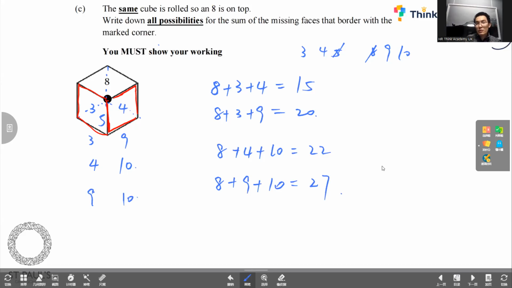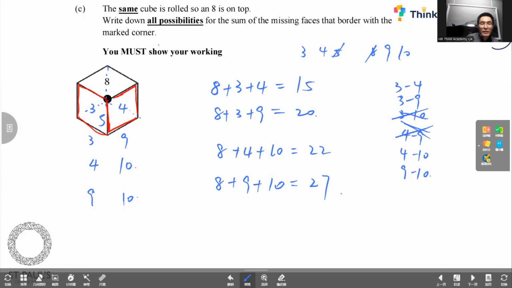Four numbers over here: 3, 4, 9, 10. Pick out 2. We can have these combinations: 3, 4; 3, 9; 3, 10; and then 4, 9; 4, 10; 9, 10. That's all 6. And then take away the ones where we have number pairs as neighbors. So 3, 10, they cannot be neighbors, and 4, 9, they cannot be neighbors. So these are all the 4 possibilities: 3, 4; 3, 9; 4, 10; and 9, 10.